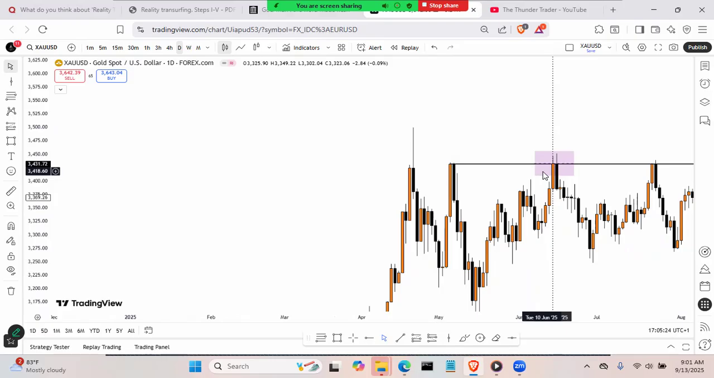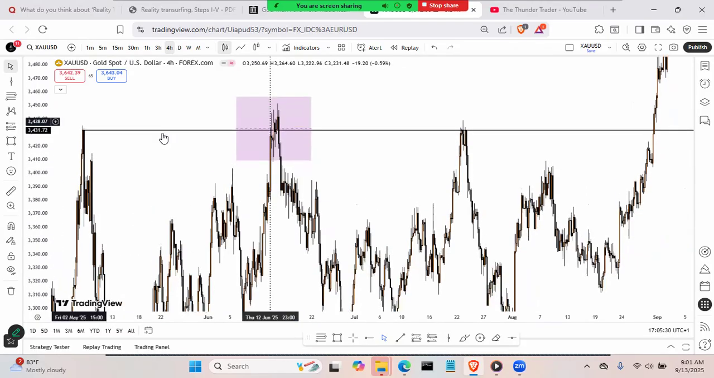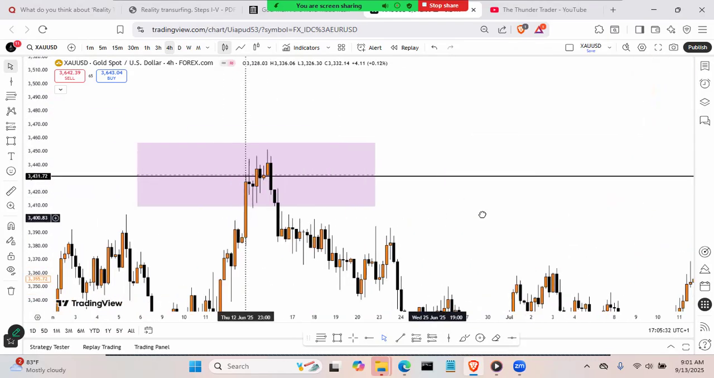Now, at this point where the price reacted from, let's go down to a lower time frame, like the 4 hour time frame. Inside that place, you want to look for a reversal signature.